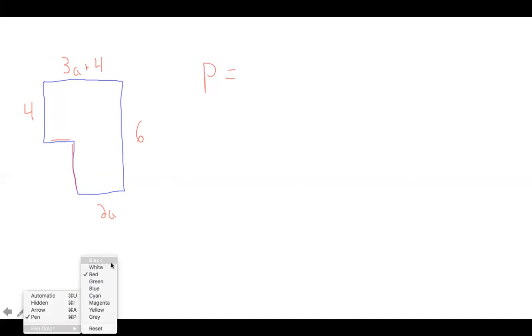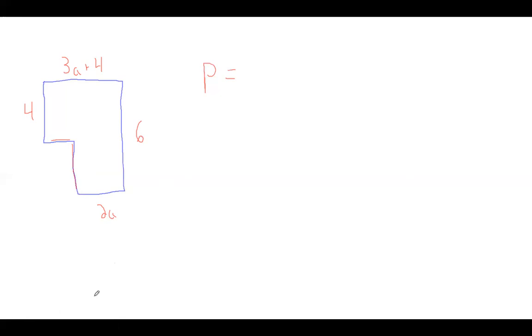Okay, so they give us a bunch of info. 4, right? 3a plus 4, 2a. And this whole side is 6. Their first question is, what is the perimeter? So again, we have to add up all the sides. The only problem is they didn't give us every single side, right? We are missing this side and this side. But they gave us enough information to know what those sides are. We just have to figure it out.